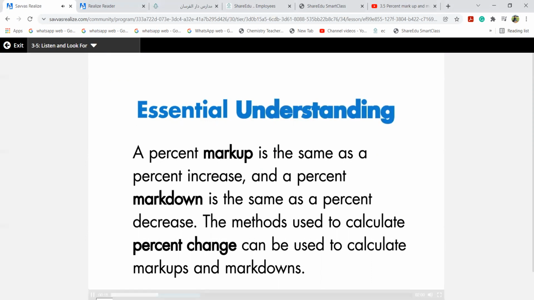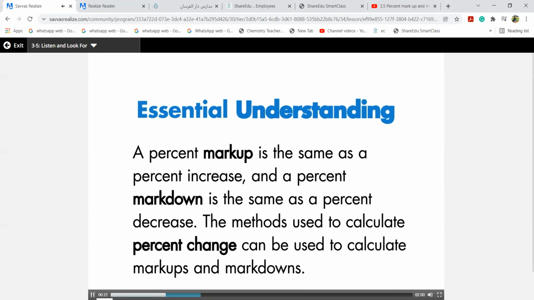In previous lessons, simple: the word up means percentage increase, and the word down means percentage decrease. It's with the up and down. Something is rising up means it is increasing, and something is dropping down, that means it is decreasing.